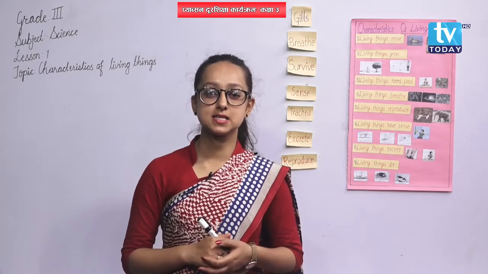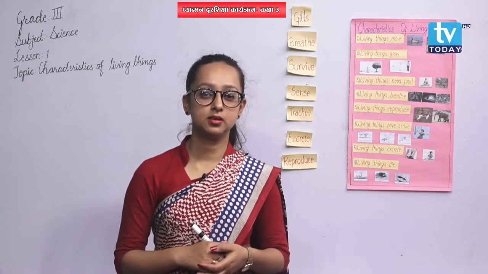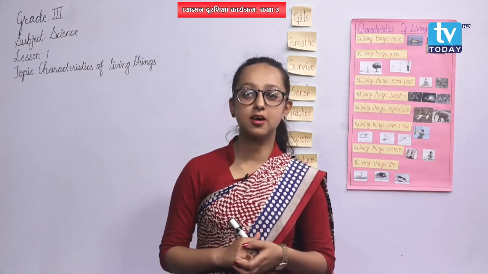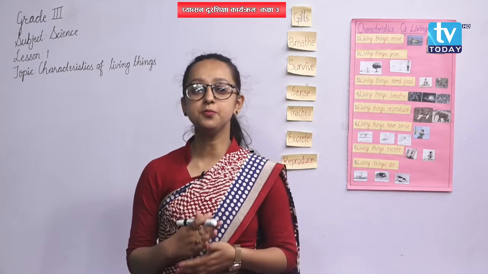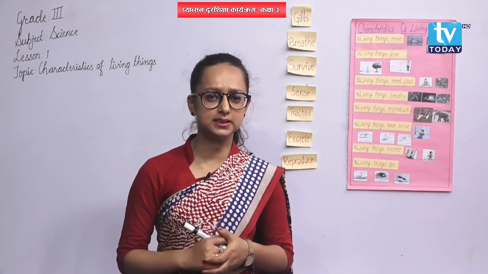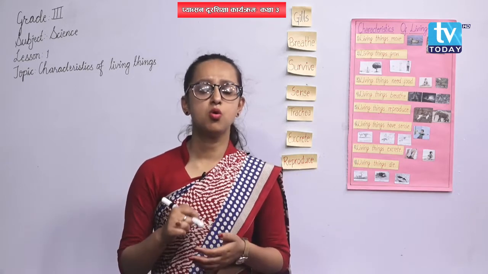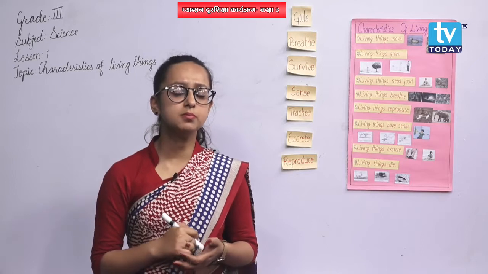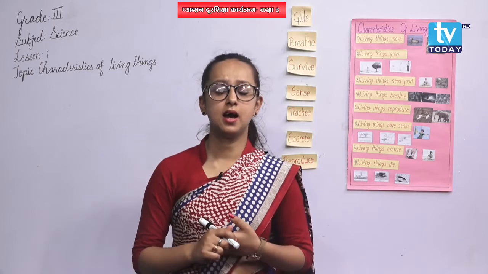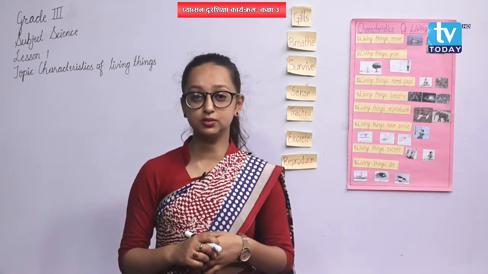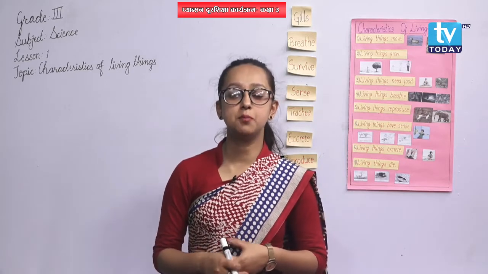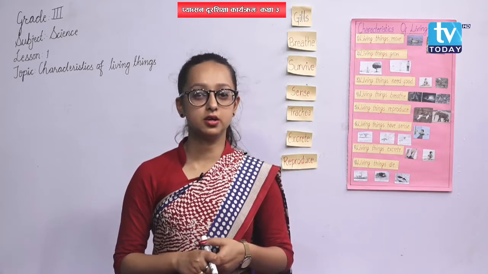Similarly, insects, how do they breathe? Do you have any idea? You may be thinking of the answers. Yes, let me tell you. Insects have small holes on their bodies. Those small holes help them to breathe, and they are called air holes, or they are also called trachea. So, insects breathe in with the help of trachea or air holes.